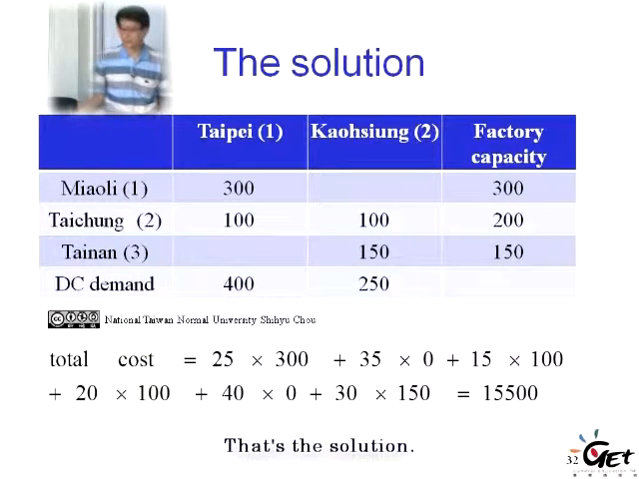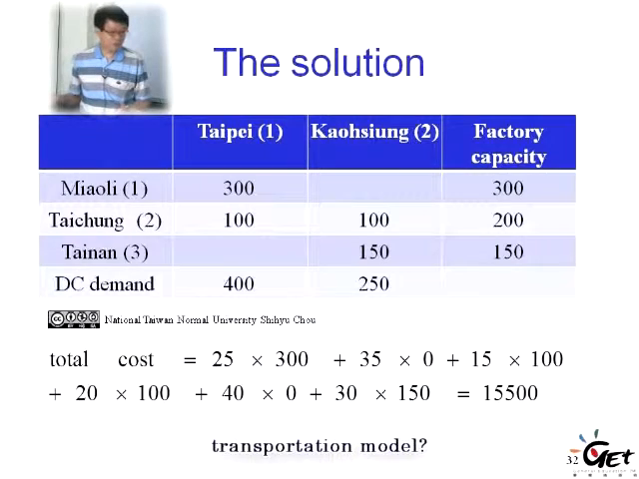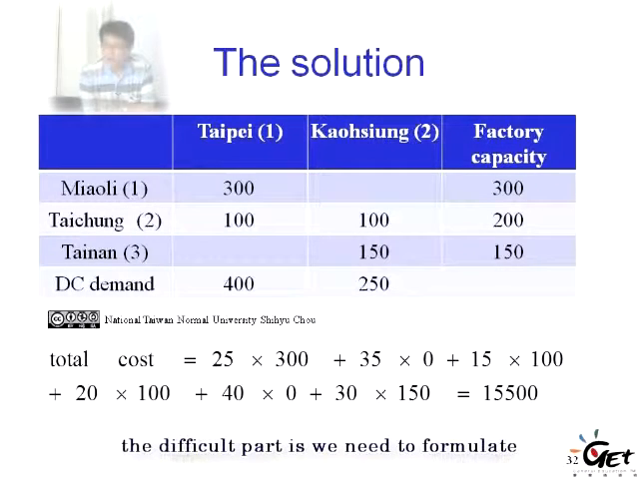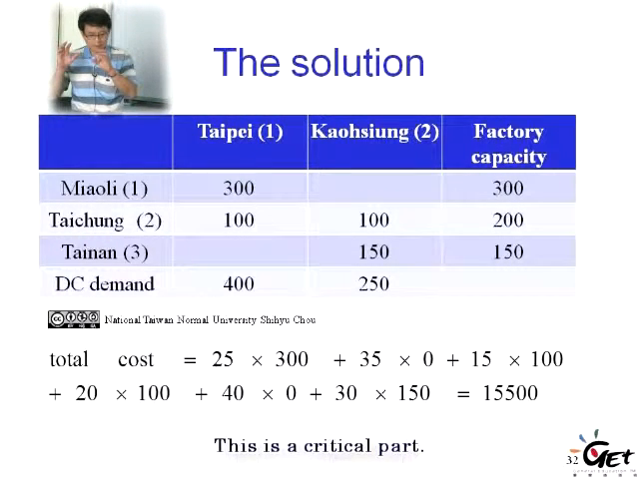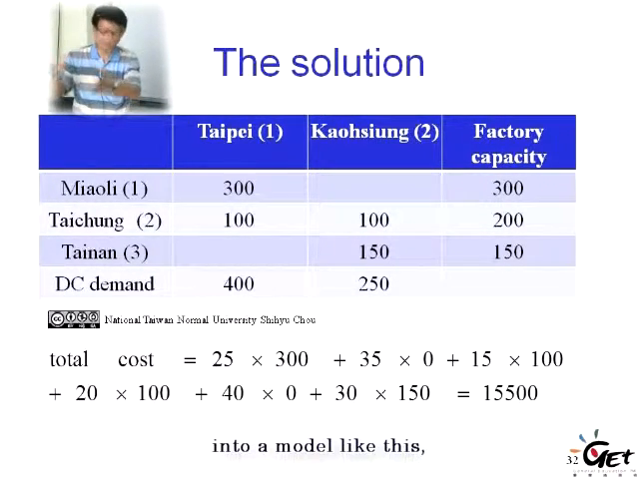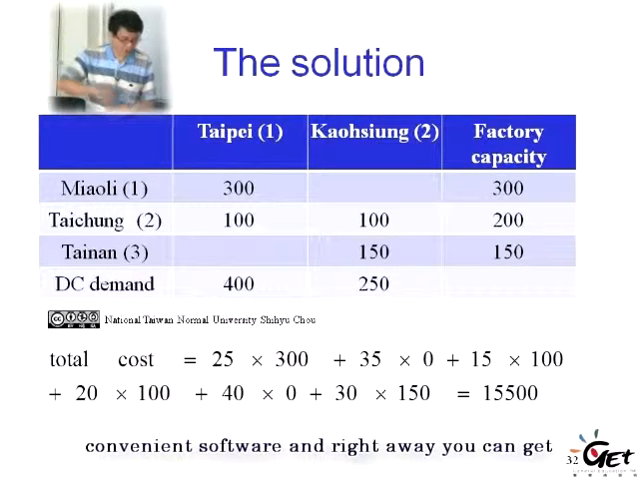Okay, that's the solution. Any question regarding this transportation model? I think it's very easy, right? The difficult part is that we need to formulate the problem into a transportation model. This is a critical part. Once you can formulate your problem into a model like this, then you just use a very handy, convenient software, and right away you can get your answer.